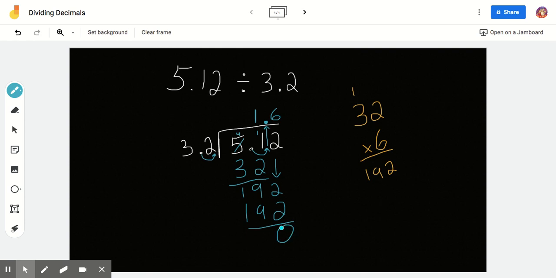I have 0 for my remainder, so I got nothing else to do, because all I would be bringing down is another 0, and so I got nothing there.